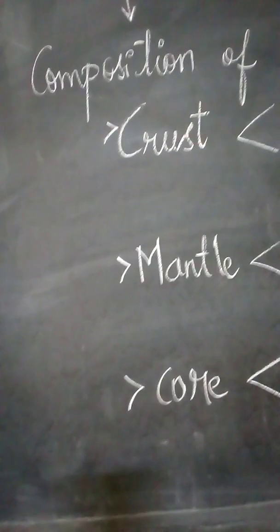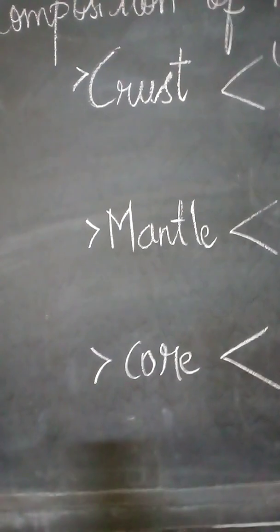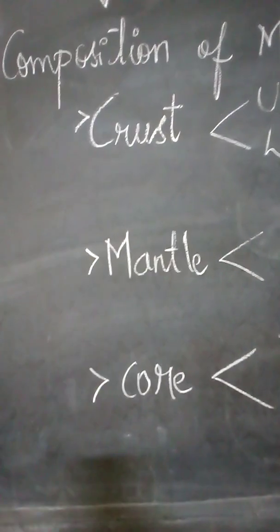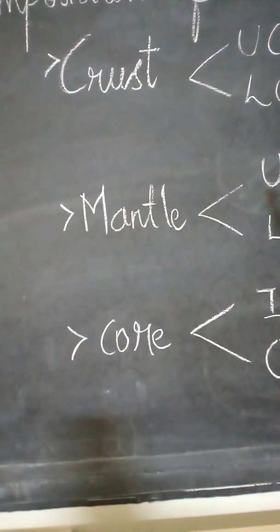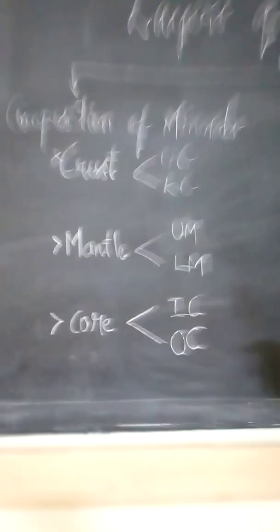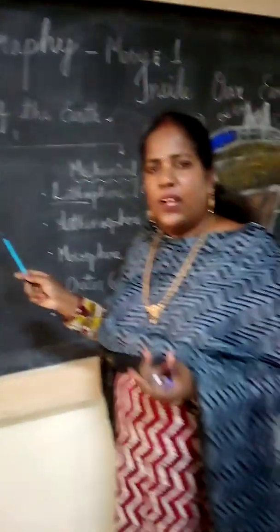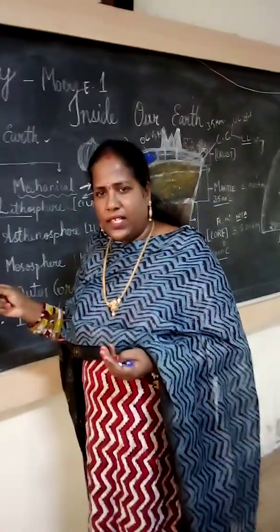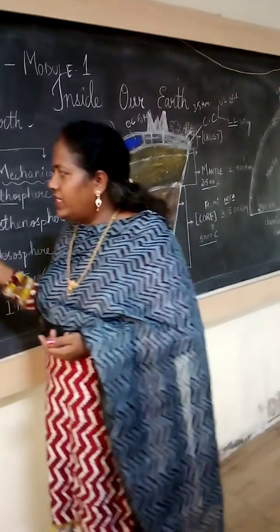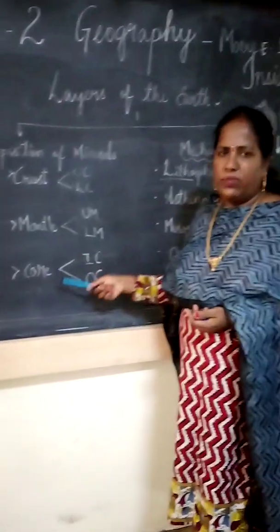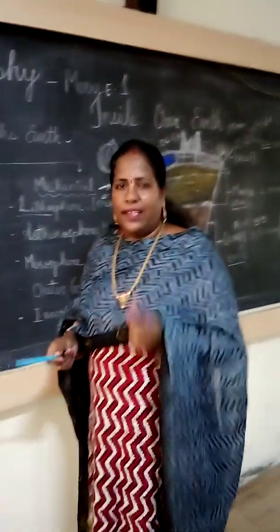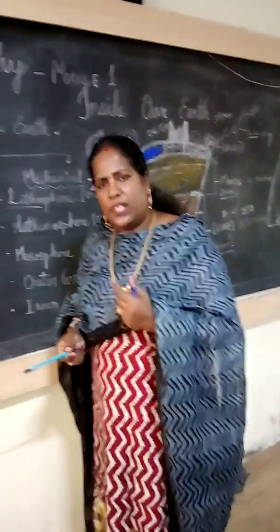Based on the thickness and the volume, you can categorize. Suppose in the egg 3 layers are there: the shell, the white layer, and the yellow. You yourself decide which one you will call the crust, which one is the mantle, which one is the core, based on the thickness and the volume.